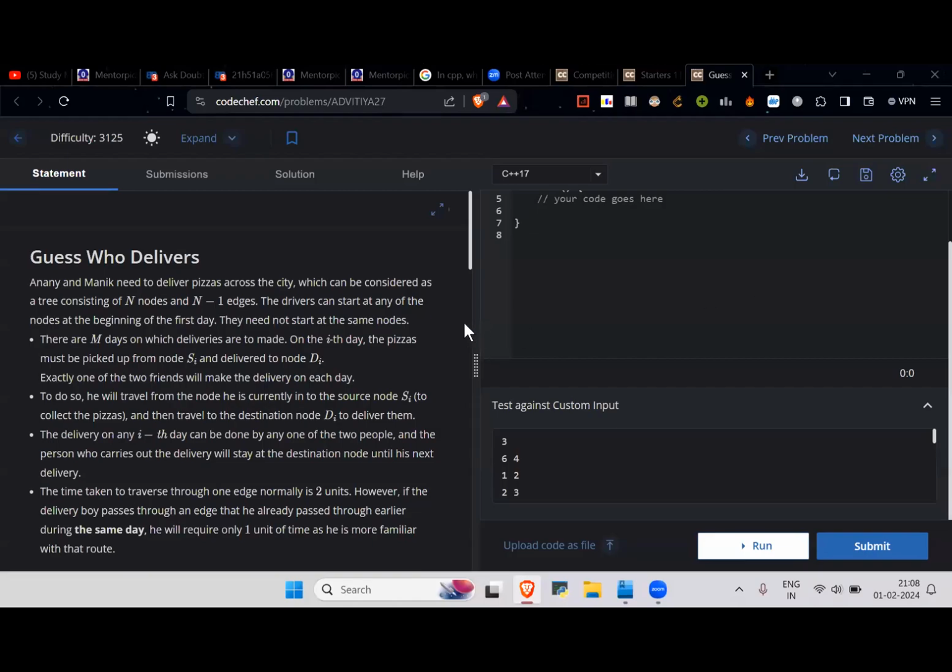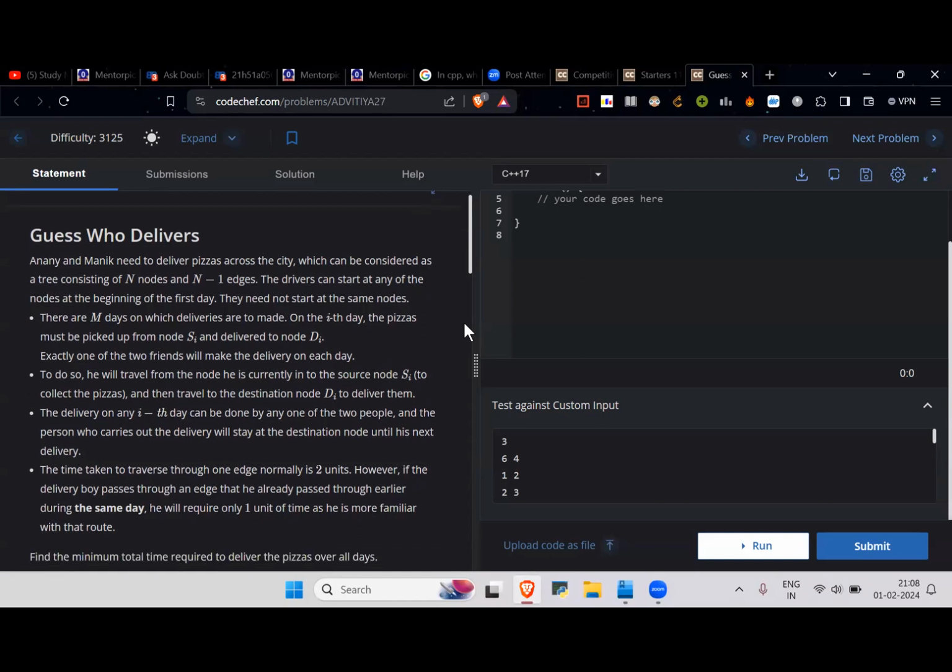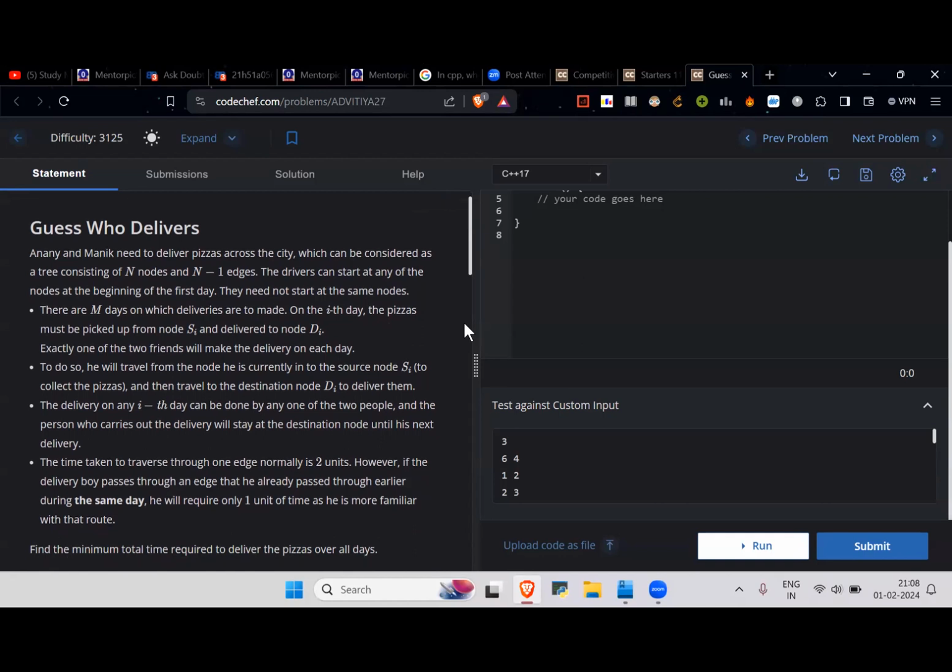So this is the 8th question of CodeChef Starter 119 Division 4. Guess who delivers? In this question, there are basically two pizza delivery guys, and there is a tree consisting of n nodes and n-1 edges. And these two drivers can start at any point at the beginning of the first day, and they need not start on the same nodes.